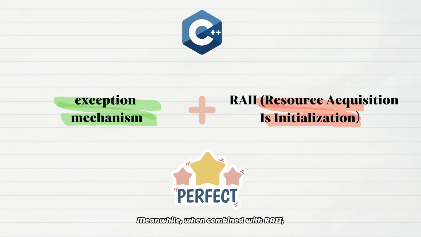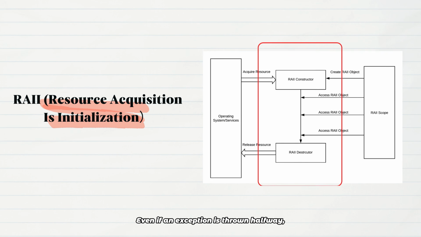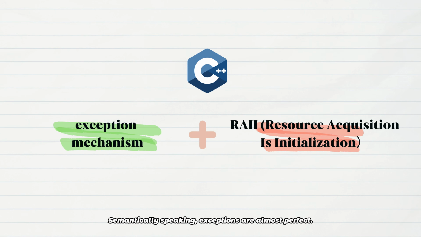Meanwhile, when combined with RAII, resource acquisition is initialization, exceptions ensure safe resource recycling. Even if an exception is thrown halfway, the destructors of local objects will be called automatically, preventing resource leaks. In addition, constructors can also indicate failure by throwing exceptions, unlike error codes, which require an additional initialization success flag. Semantically speaking, exceptions are almost perfect.